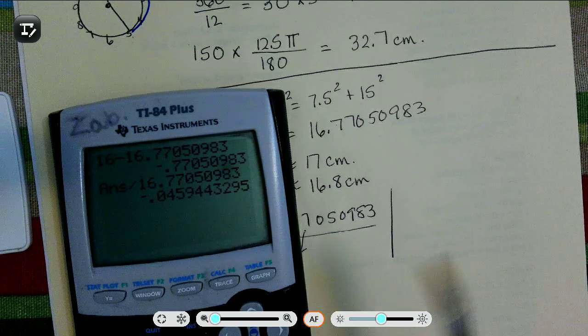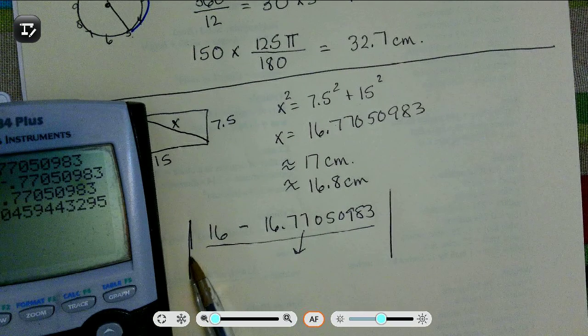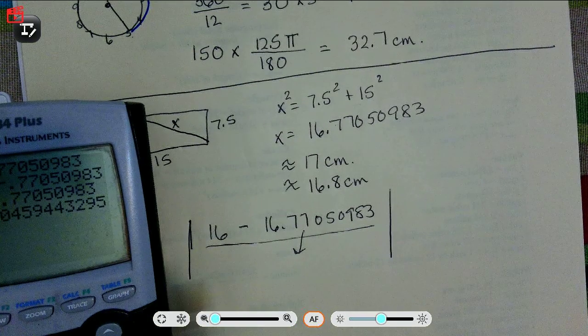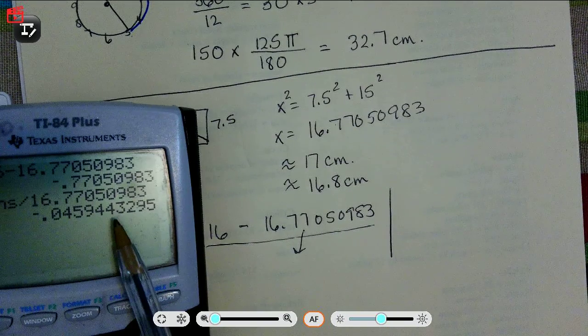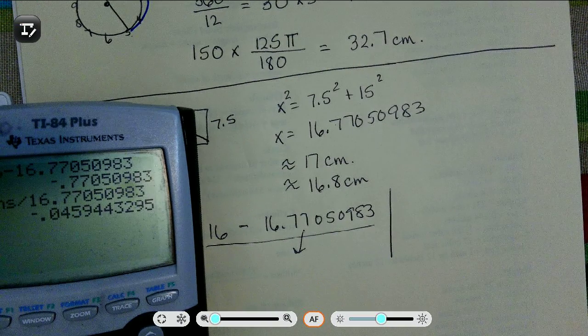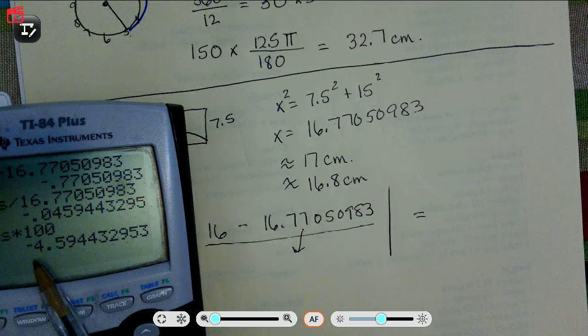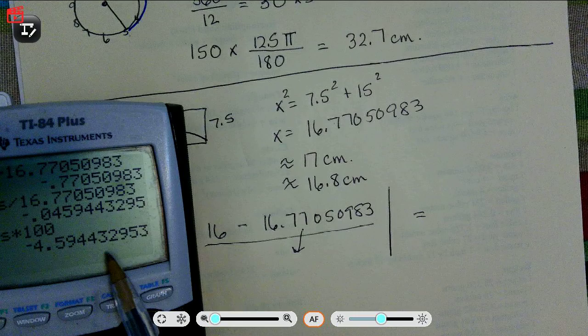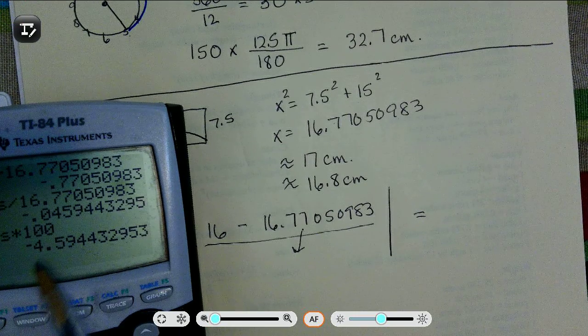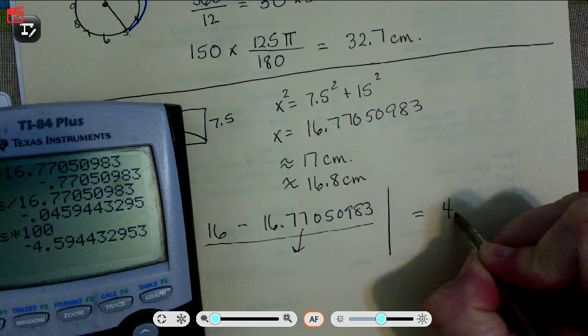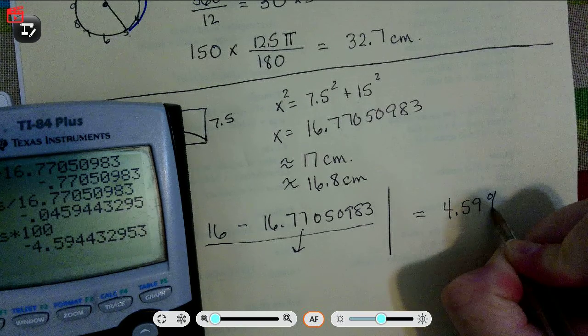Now, it is going to give you negative, but keep in mind our equation says take the absolute value. So whatever this is, we're going to go ahead and make it positive. I'm going to times that by 100. And so my percentage of error is 4.594432. We're going to go 3 significant figures. So I end up with 4.59%.